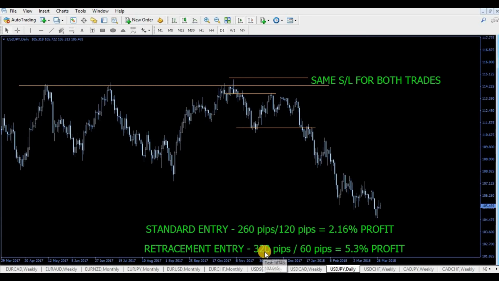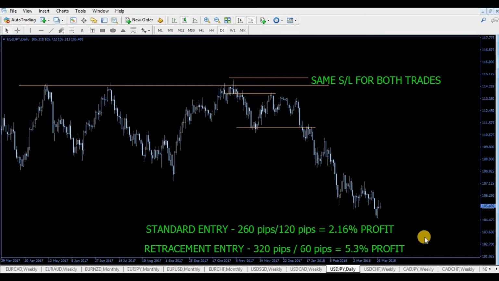Okay. So now we've got 320 pips as the target because we've moved our entry 50% into this retracement. So 60 pips up puts us 60 pips closer to our stop loss. So now we've only got a 60 pip stop loss and a 320 pip target. So from here all the way down here now, guys, which gives us 5.3% profit. I mean, it's amazing the difference.